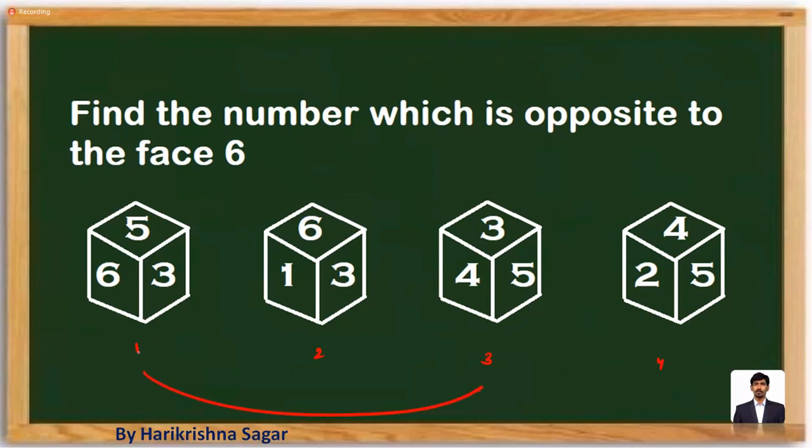If you observe the first and third diagram carefully, 5 and 3 are common. When two numbers are common, the leftover ones are going to be opposite. So 6 opposite, there is a number 4, and 4 opposite, there is a number 6.